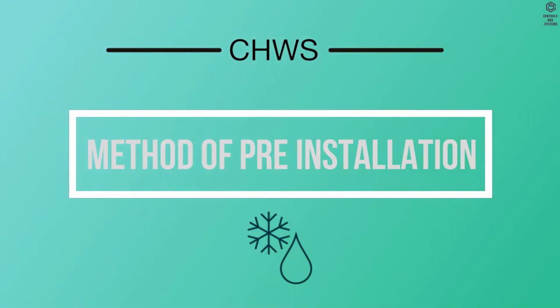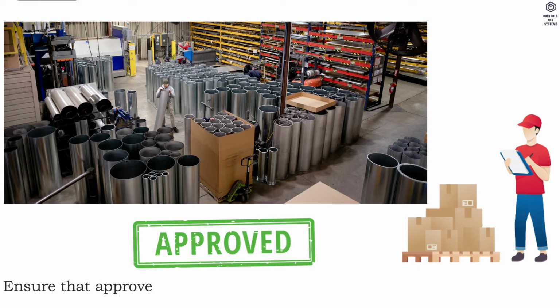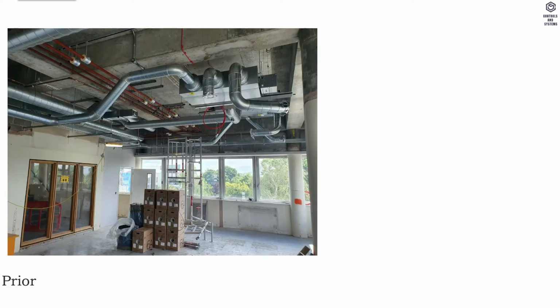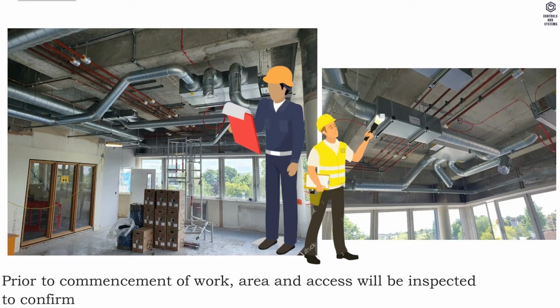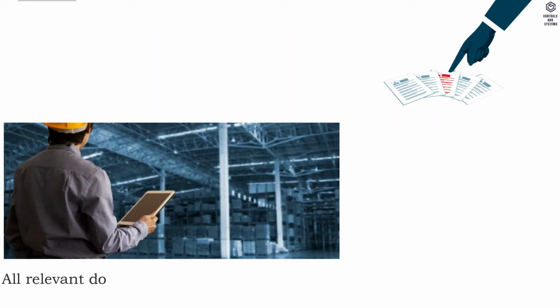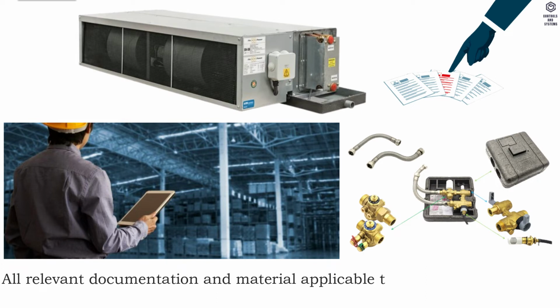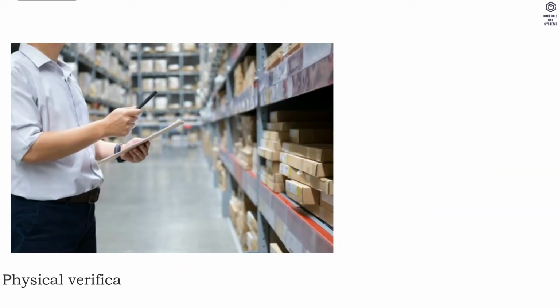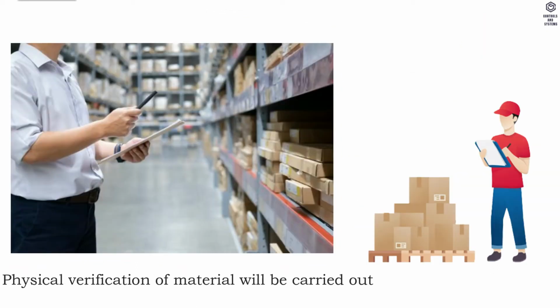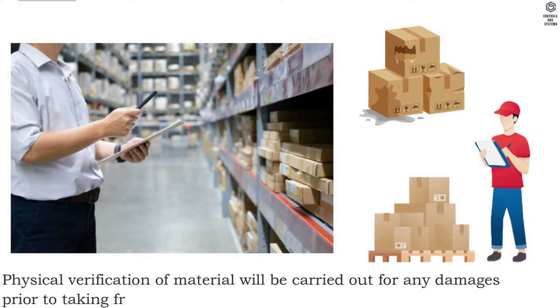Method of pre-installation. Ensure that approved material required to carry out work will be available. Prior to commencement of work, area and access will be inspected to confirm that the site is ready to commence the work. All relevant documentation and material applicable to the particular section of works will be checked by the site engineer before commencement. Physical verification of material will be carried out for any damages prior to taking from stores.